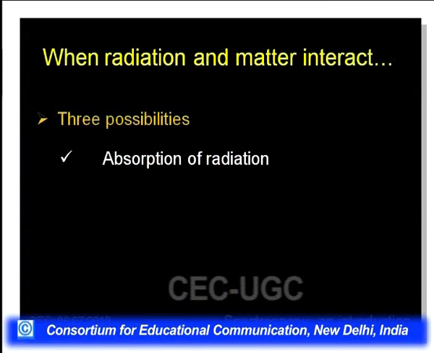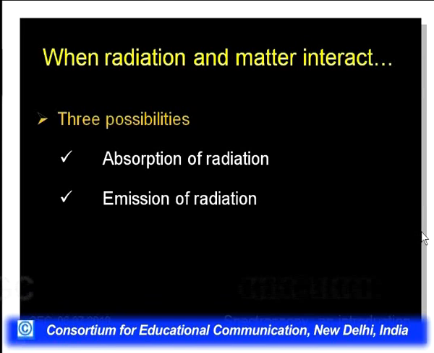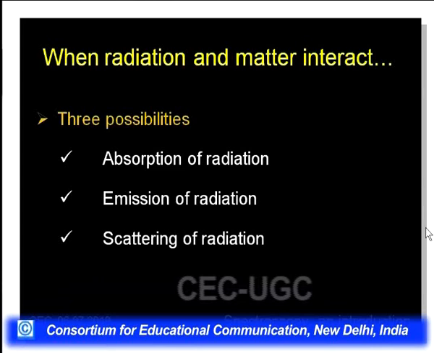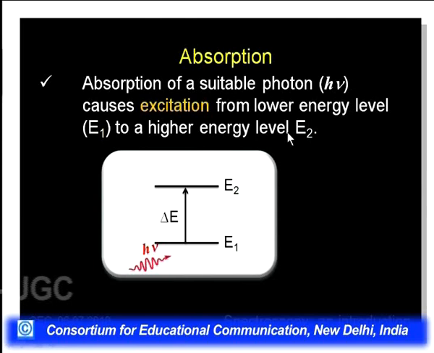The possibilities happen to be, that is, there could be absorption of radiation, that is, the matter absorbs the radiation. Second happens to be emission of radiation, that is, the matter gives out radiation. And the third possibility is some kind of a scattering of radiation. Let's understand each of these three possibilities. The first one first, that is absorption.